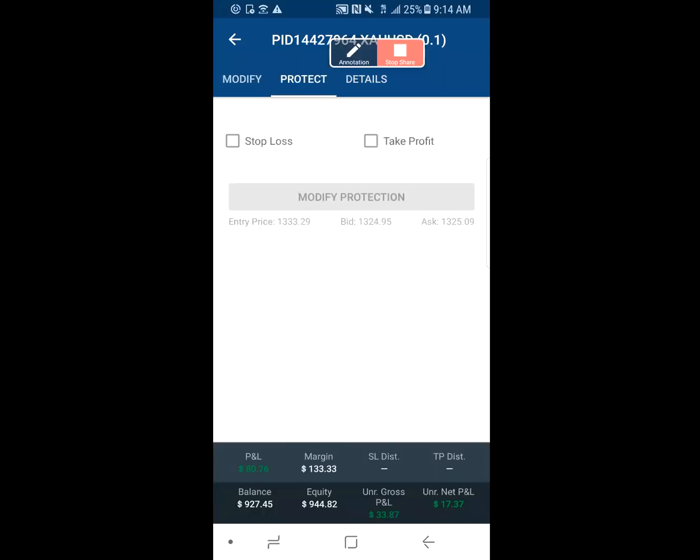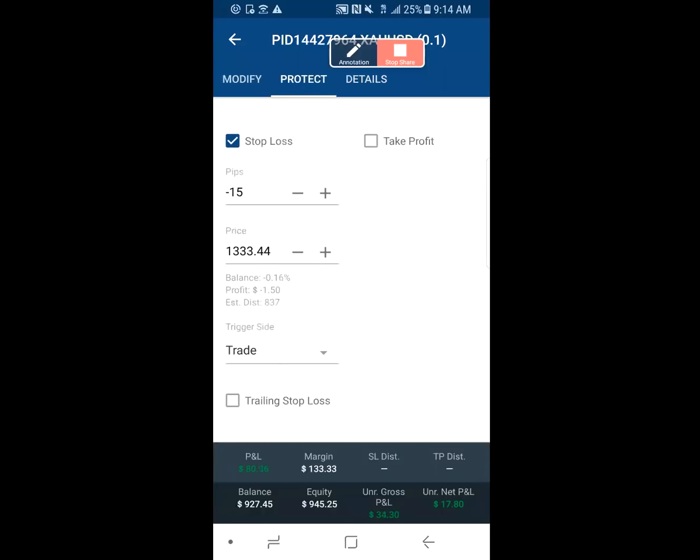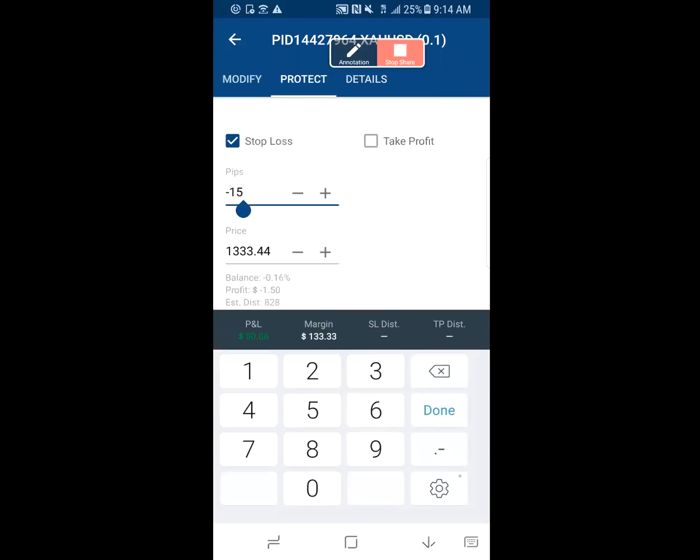And if you tap that, put in your stop loss. So here you can change it to whatever stop loss you want. If you want to do a stop loss of 15 pips, you just type it in. You don't have to calculate the pips on your own.